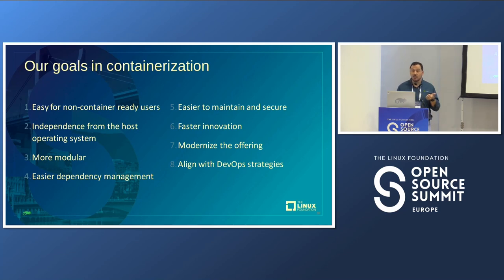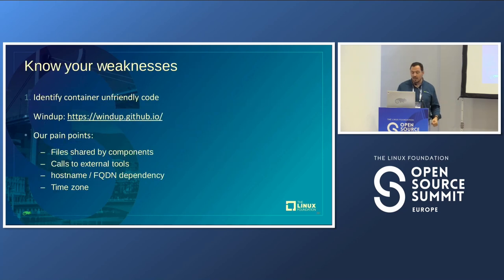We want to make it easier to maintain. You download a new image, you stop the previous image, start the next image, and then it starts, you're good to go. Roll back, do it the other way around, unless you have made changes to the database, in which case you have to take it into account and have some scripts to take care of that. We want to do faster innovation, modernize everything in the applications, and align with the DevOps strategies that we have in the company, okay? So know your weaknesses.